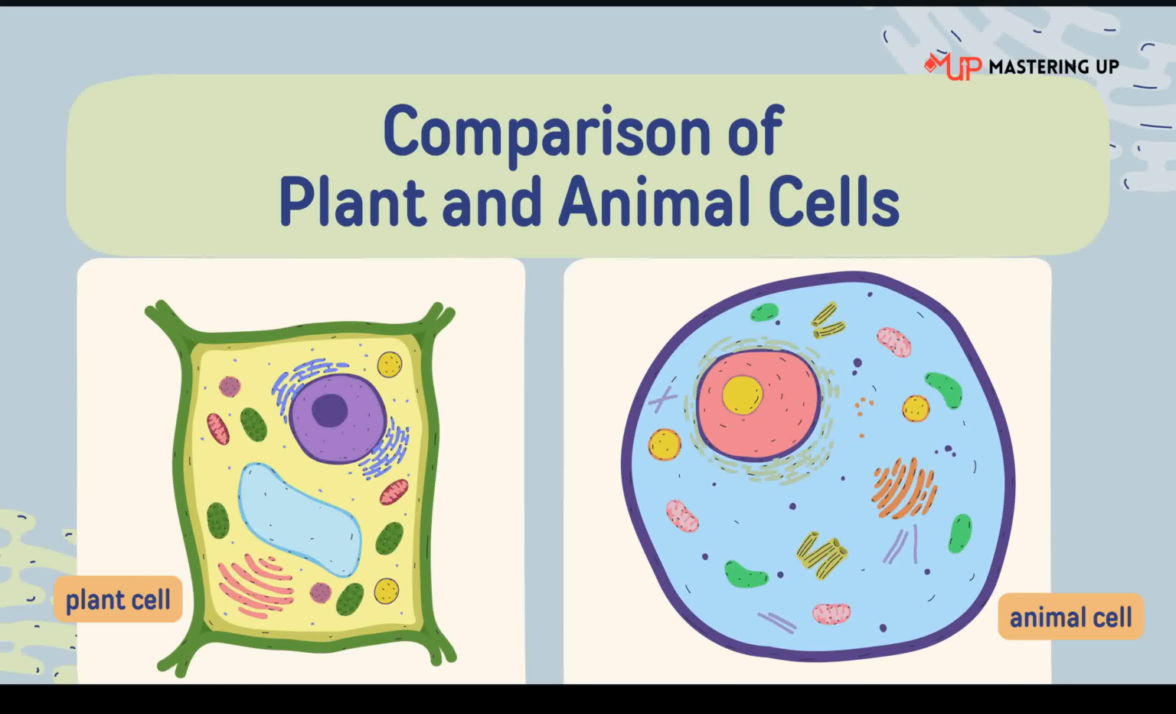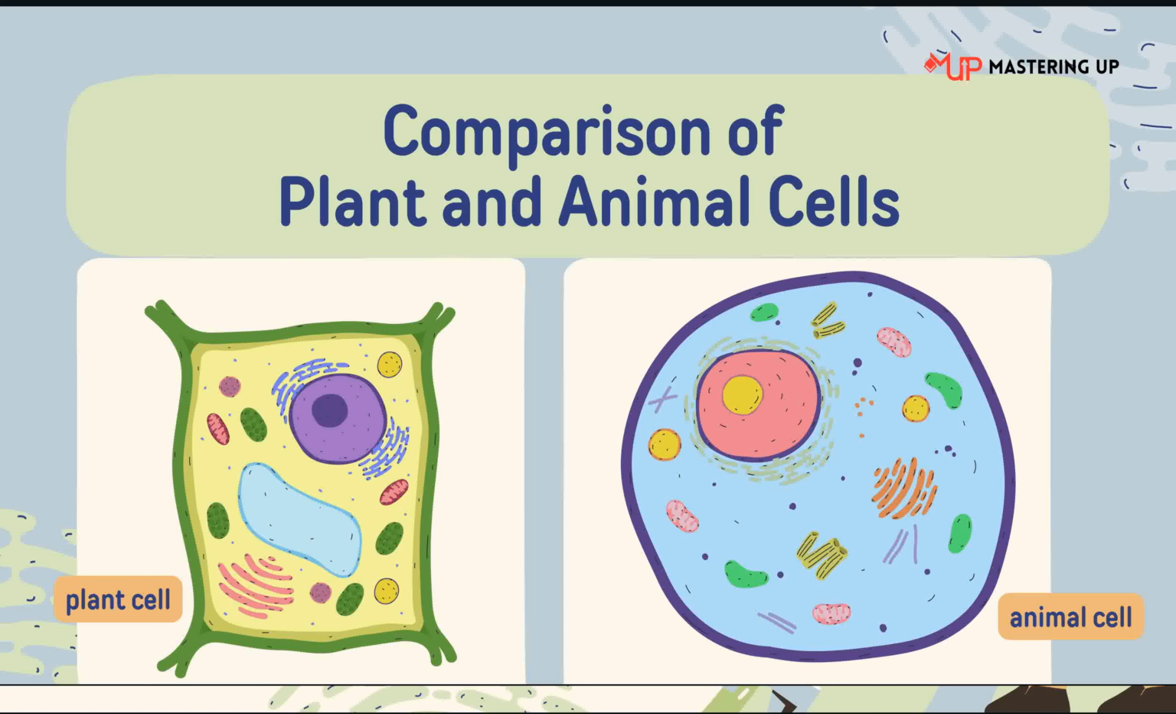And then the other organelle which is comparable is the vacuole, which are storage organelles. In plant cells, they are large and central, storing water, nutrients, and waste products. They also help maintain turgor pressure, which keeps the plant upright. In animal cells, vacuoles are smaller and less prominent.